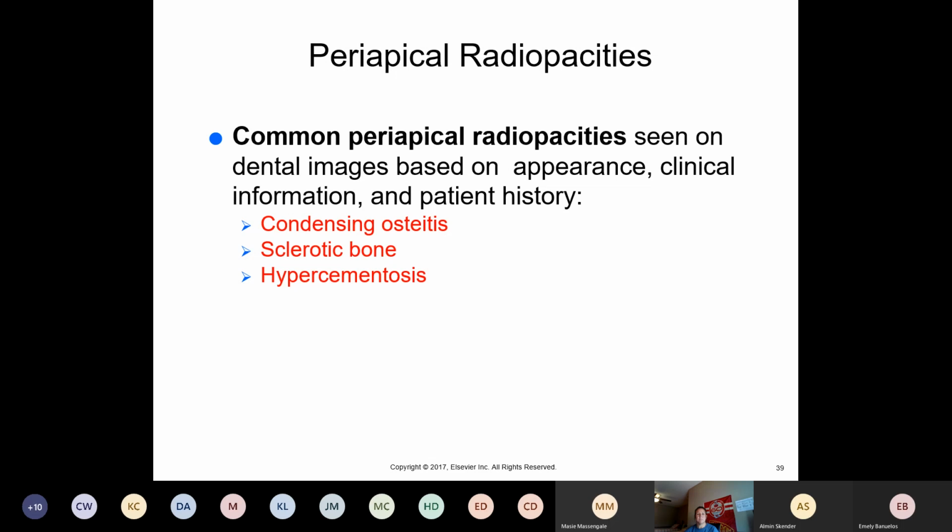Okay, so common periapical radiopacities now. Pacities, remember, opaque is white. So these are going to be seen on dental images based on their appearance, clinical information, and a patient history. And the 3 that we're going to talk about are condensing osteitis, sclerotic bone, and hypercementosis.